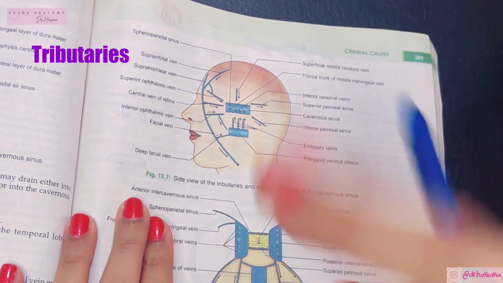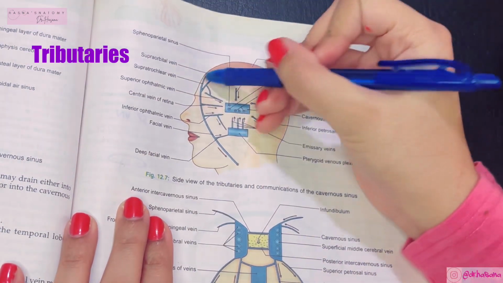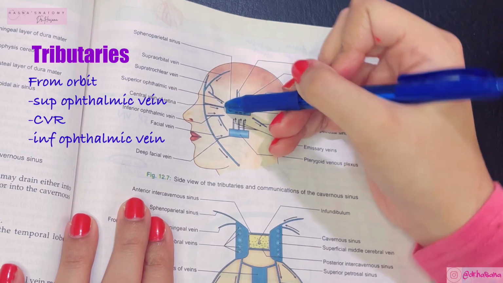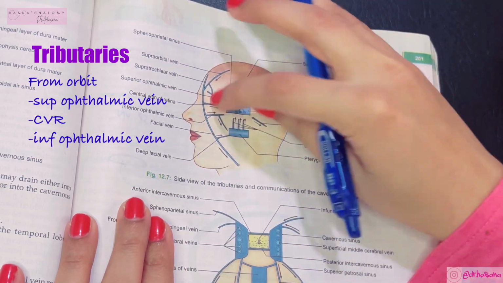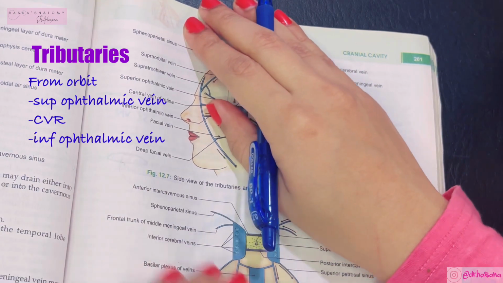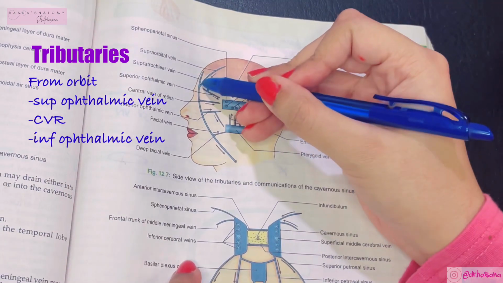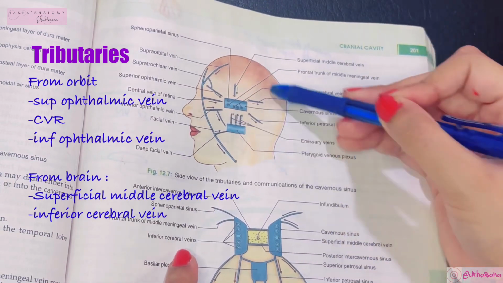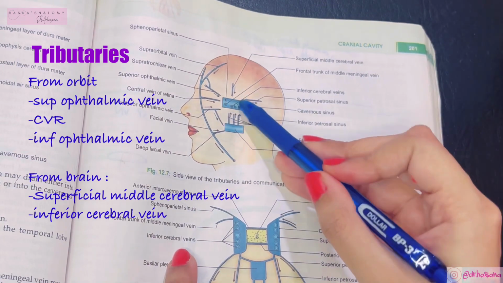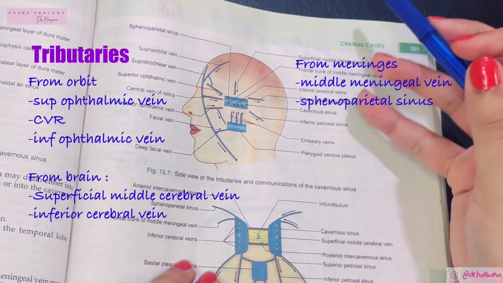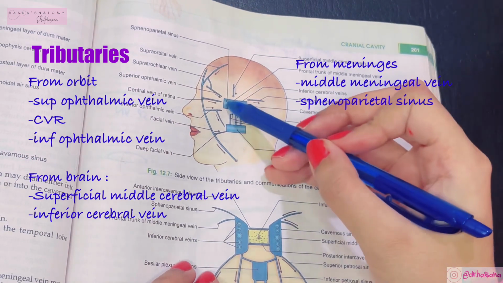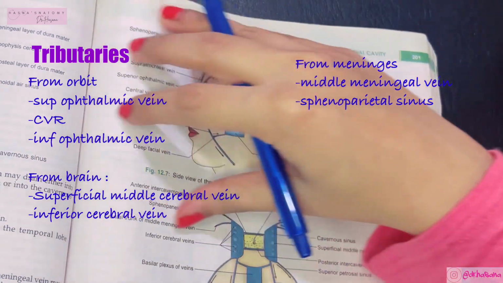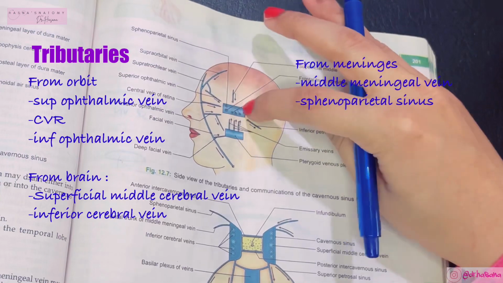Let's talk about the tributaries, what's draining into the cavernous sinus. So from your orbital area, your superior ophthalmic vein, your central vein of retina, and the inferior ophthalmic vein, in that order, are going to drain into the cavernous sinus. So these are your first important tributaries coming from this orbital area. The next tributaries are coming from your brain. So in the brain area, what do you think will come? The middle cerebral and the inferior cerebral vein. Next, from the meninges, the branches that are going to come are the middle meningeal vein and the sphenoparietal sinus that's lying right here. So these are the tributaries that are incoming into the cavernous sinus.